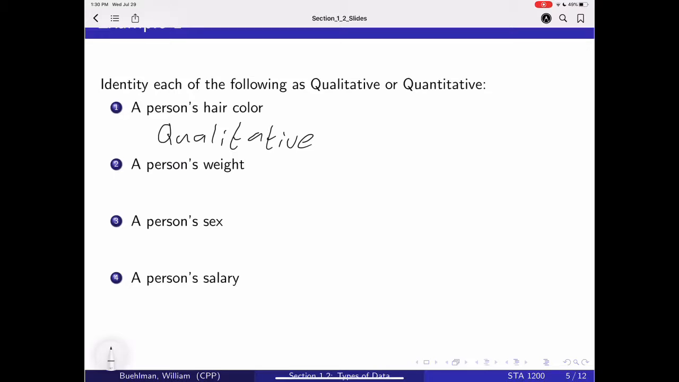Next we think about a person's weight. When you talk about somebody's weight, it's 100 pounds, 200 pounds, 150 pounds, 250 pounds. So we're getting a number. How many? Those aren't categories. Since it's a number and not a category, it's a quantitative variable.